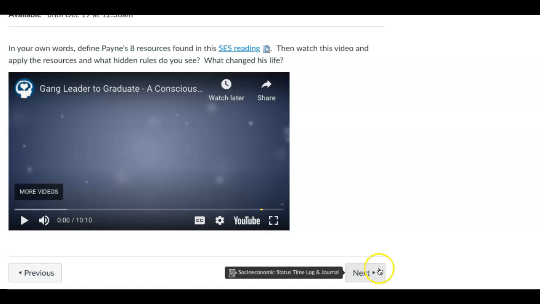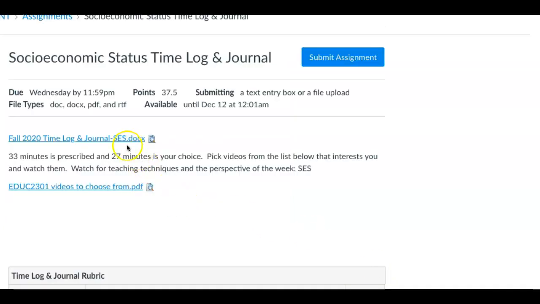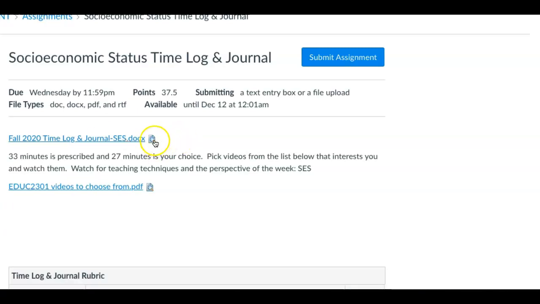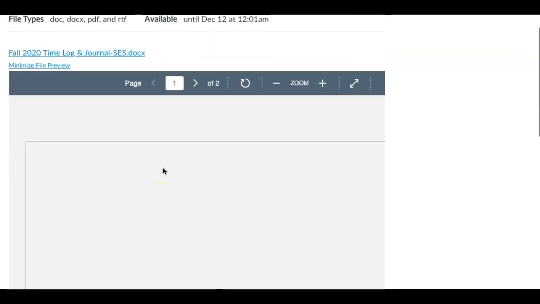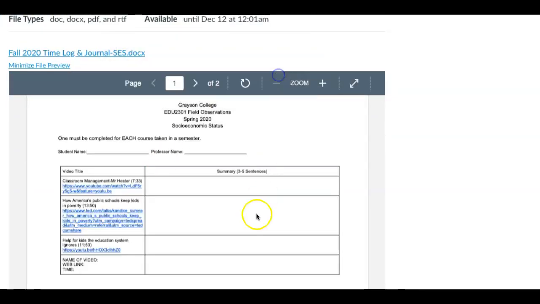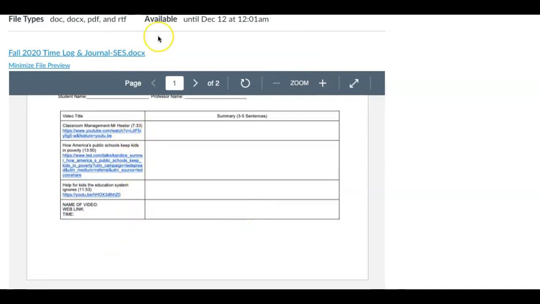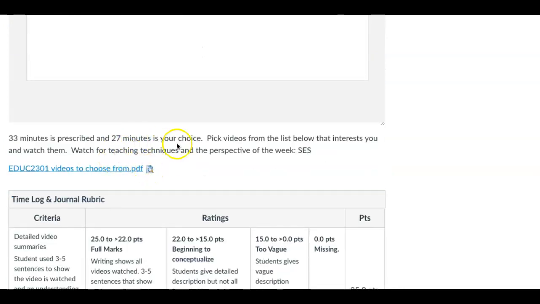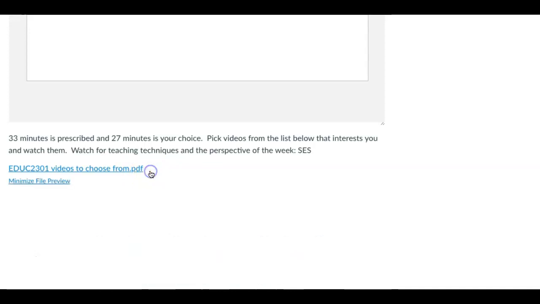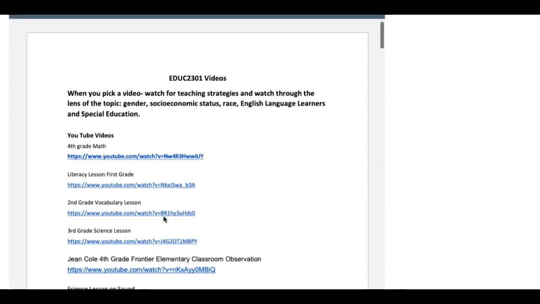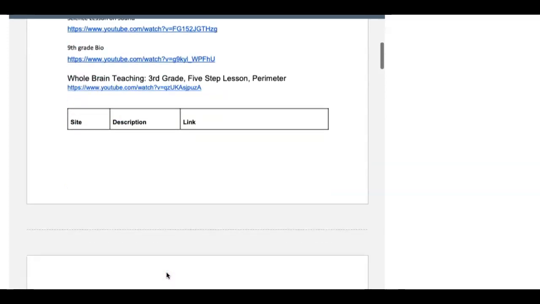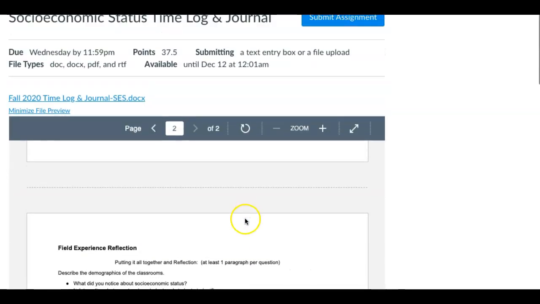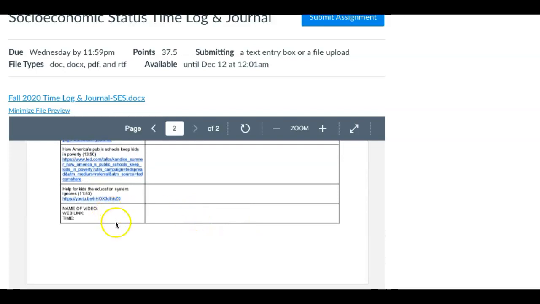And then you've got your socioeconomic time log and journal. So here is the time log, and there's not a lot out there. So you're going to watch these, and then you're going to come down here and watch 27 minutes of your choice. So here's a link and examples of videos. You can find the grade that you want, the topic that you want, and you just have to watch 27 minutes of it. And you'll document it here on this one and describe it.